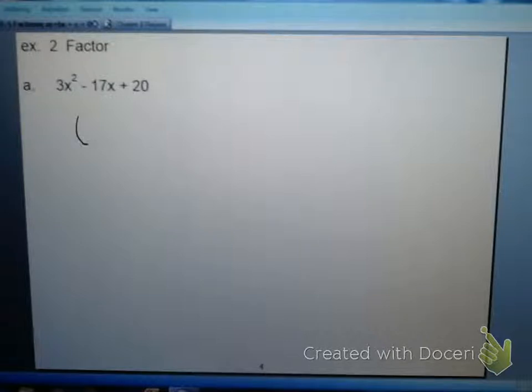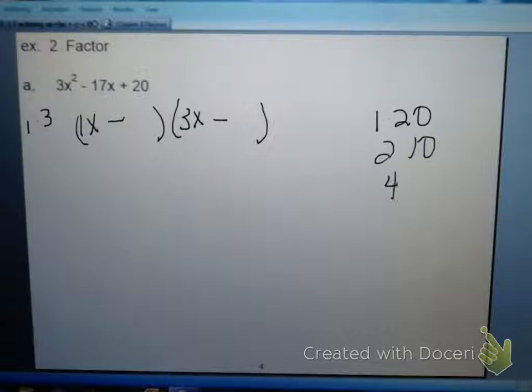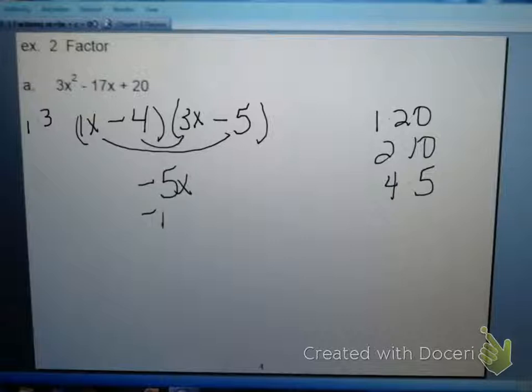Example E, make my two binomials. My signs are going to be the same. They're both going to be negative. Factors of 3, 1 and 3. So I'm going to put a 1x and 3x. Factors of 20. 1 times 20, 2 times 10, or 4 times 5. Again, I'm going to try the bottom and work your way up. So I'm going to use the 4 and the 5. My outside is a negative 5x, and my inside is a negative 12x, which is negative 17x, and that is my middle term. So I got that correct.